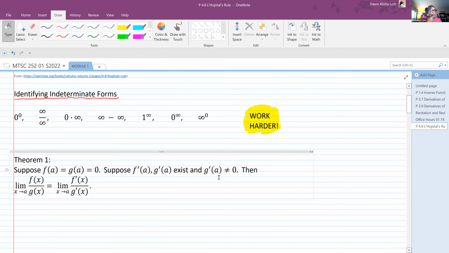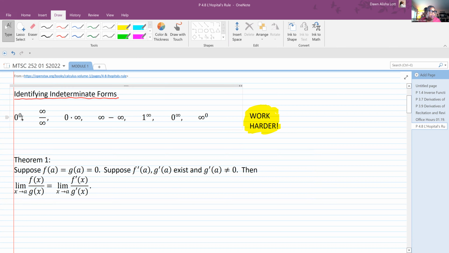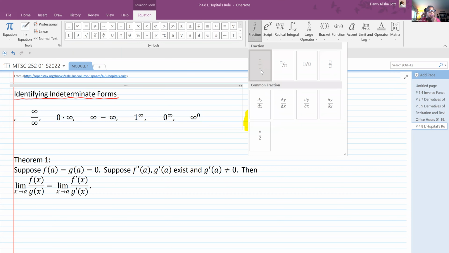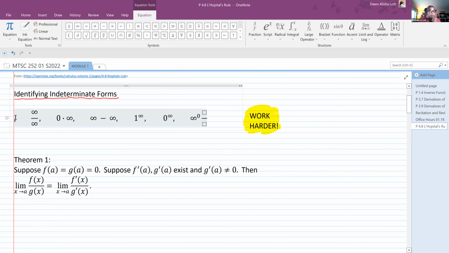Oh, I forgot that one, didn't I? Because this one's supposed to be 0 over 0, not 0 to the 0 power. So that one's wrong. Let's delete that one. That one is actually supposed to be 0 over 0. Okay, so this one is supposed to be, the first one's supposed to be 0 over, what in the world are you doing?